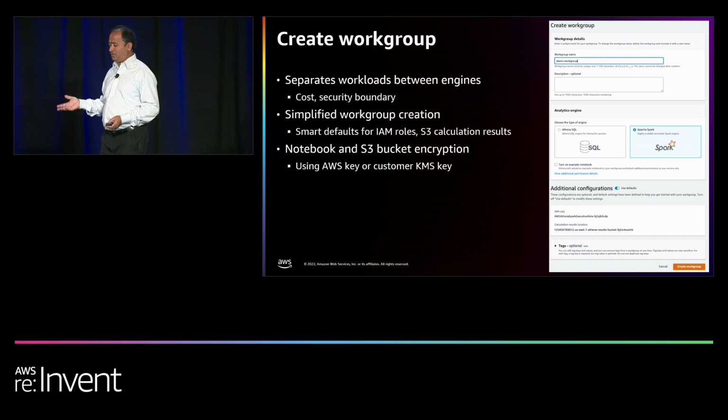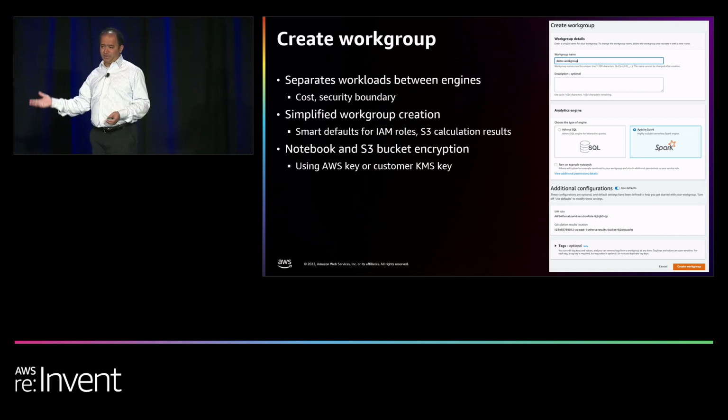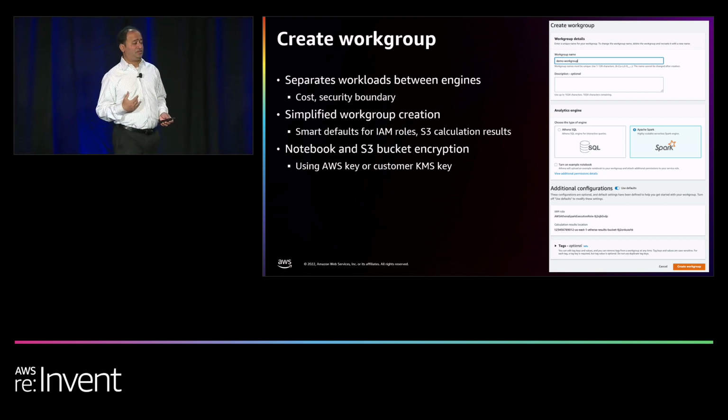Now, on our console, we provide a simplified work group creation. So, we provide smart defaults for IAM roles to give you the right permissions. We create an S3 bucket that you can use to store your working results. Now, alternately, you can create your own IAM role, you can create your own folder and ask us to use that. For a lot of our customers, encryption is very important. So, we provide notebook encryption. We also provide encryption of the S3 folder. You can use an AWS key that is managed by Amazon Athena, or you can bring your own KMS key.